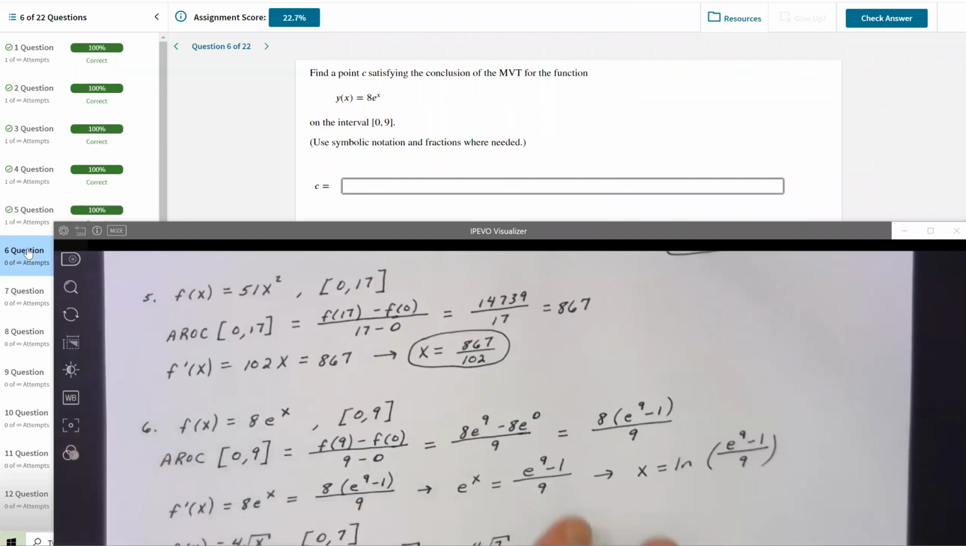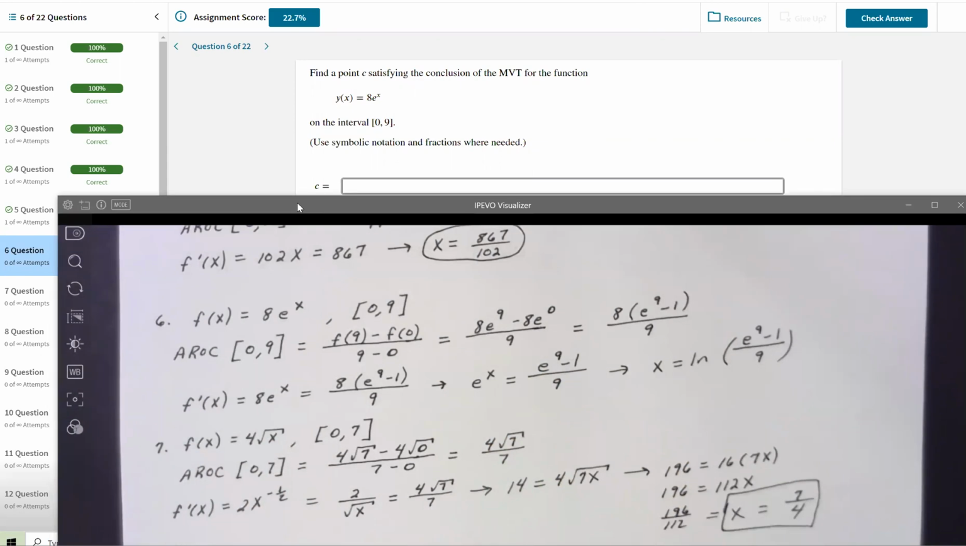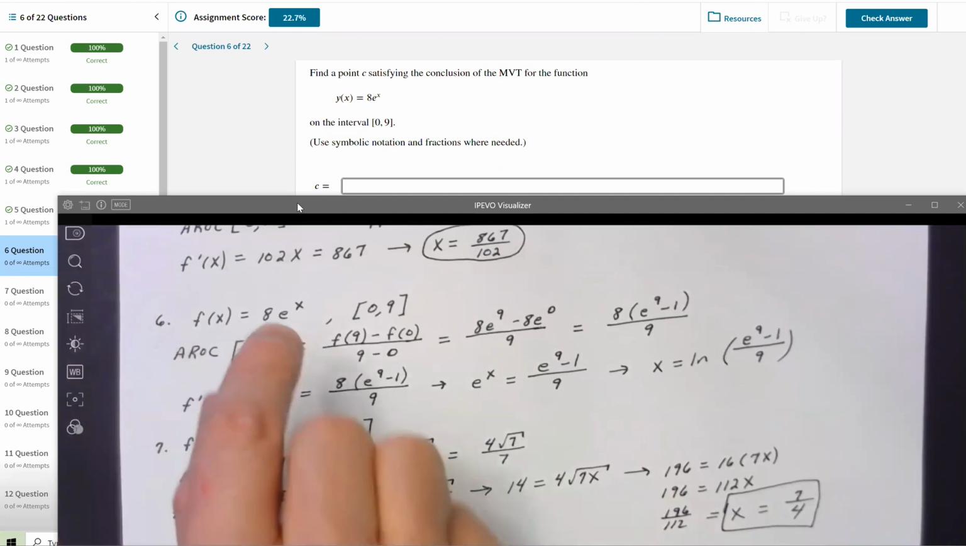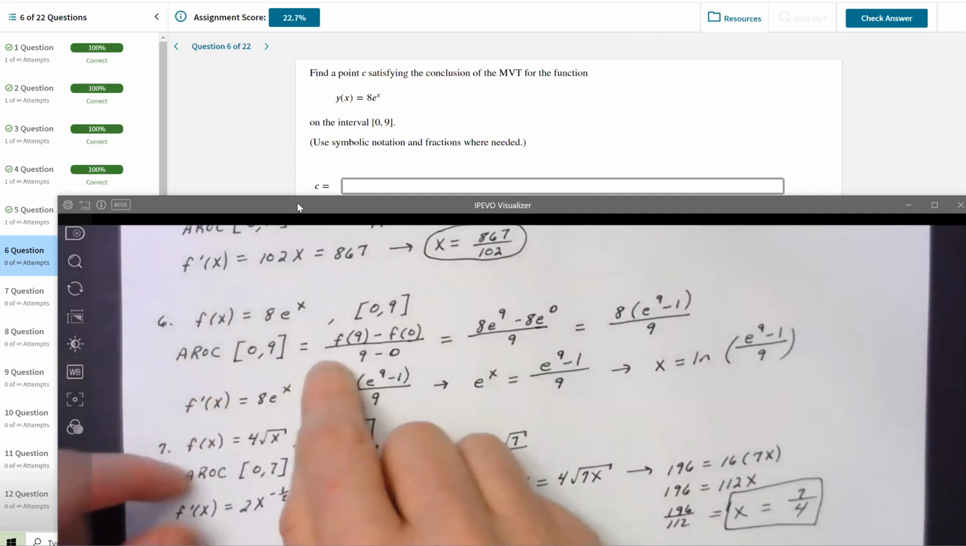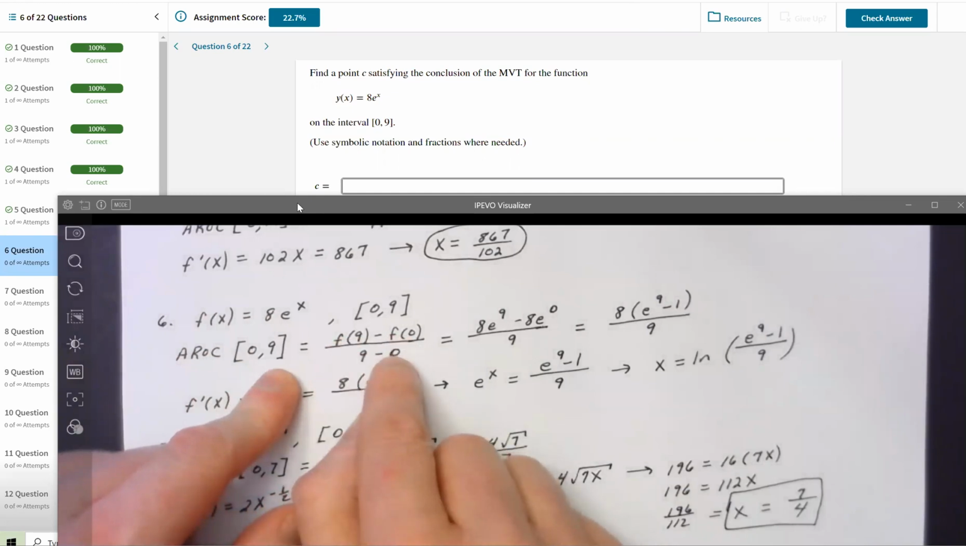Number 6 goes back to an exponential function, which is kind of cool here. So for this one, my exponential function is 8e to the x, and I'm trying to find or verify the mean value theorem on the interval 0 to 9. So I first need to find the average rate of change between 0 and 9. f of 9 minus f of 0 over 9 minus 0.